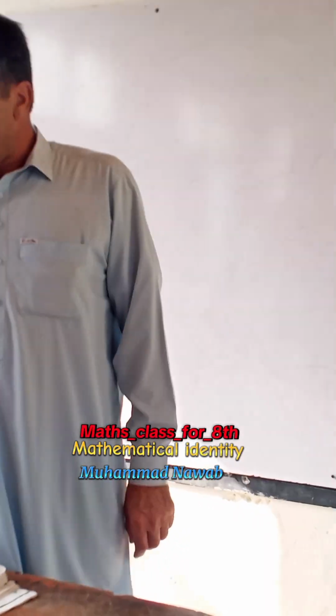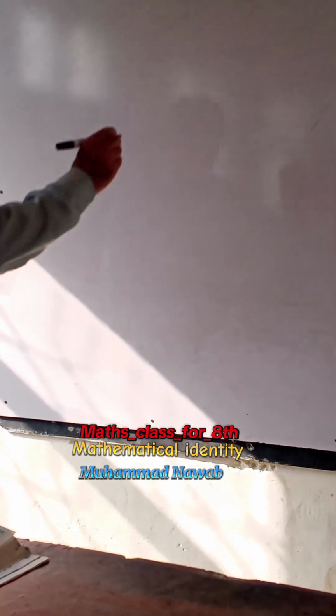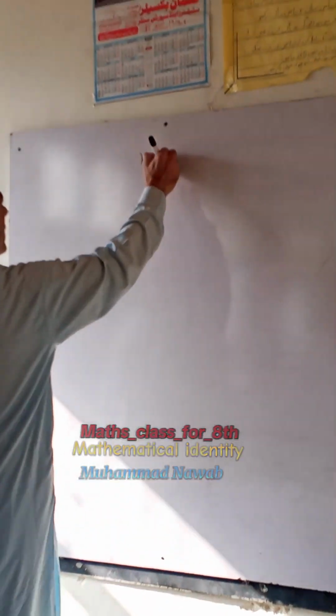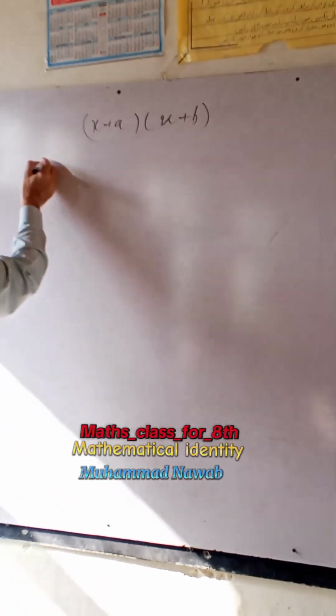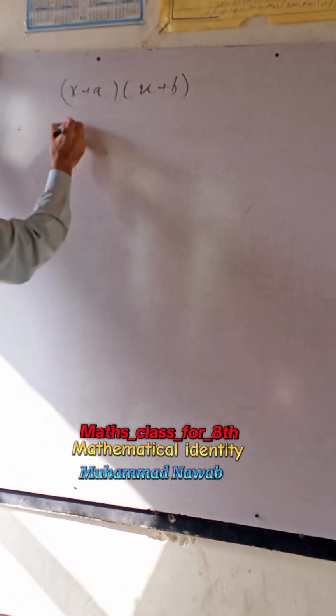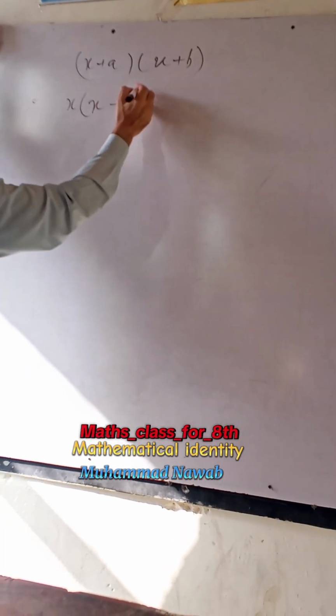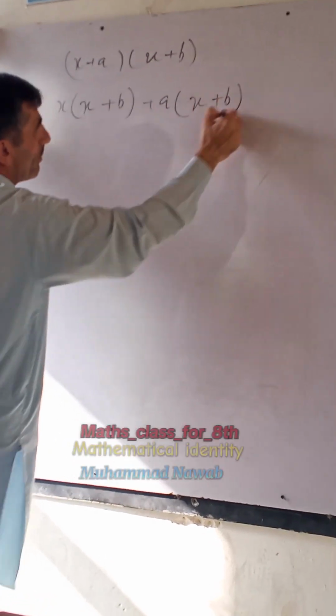Today we shall discuss another mathematical identity. The identity is (x + a)(x + b). It means that x will be multiplied with x + b. So x and x + b. Now a will also be multiplied with x + b.